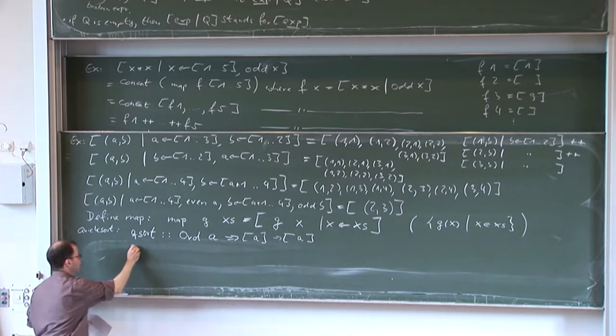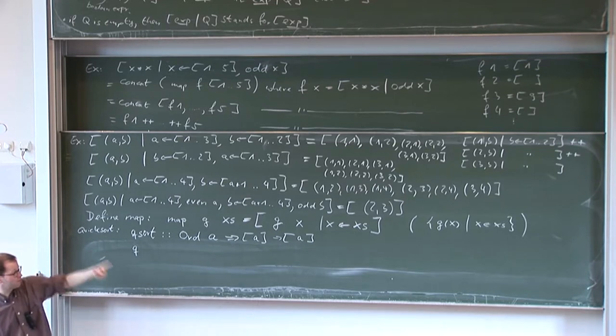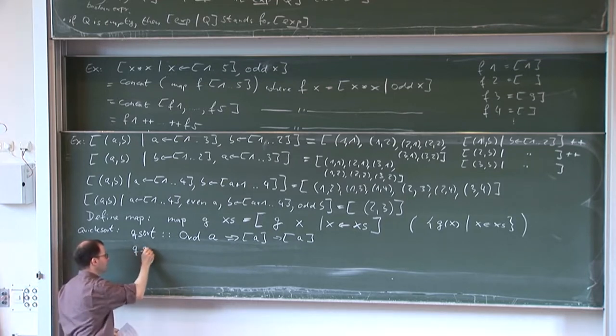Okay, now it will easily fit on this remaining blackboard, so there's no need to wipe. This would never fit on this blackboard, by the way. And how would quicksort work?